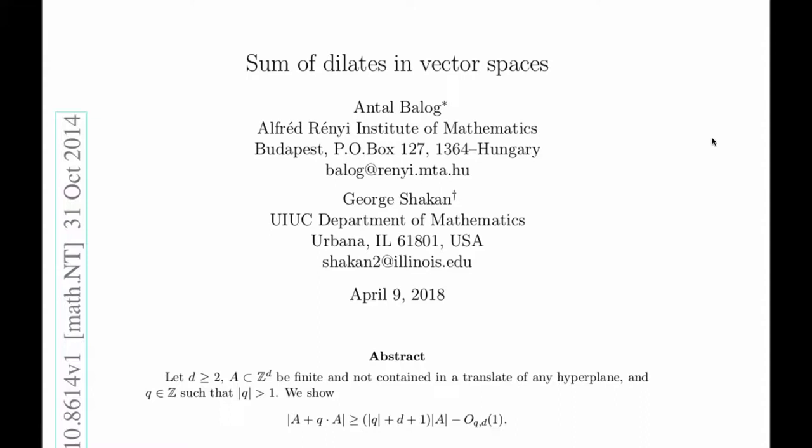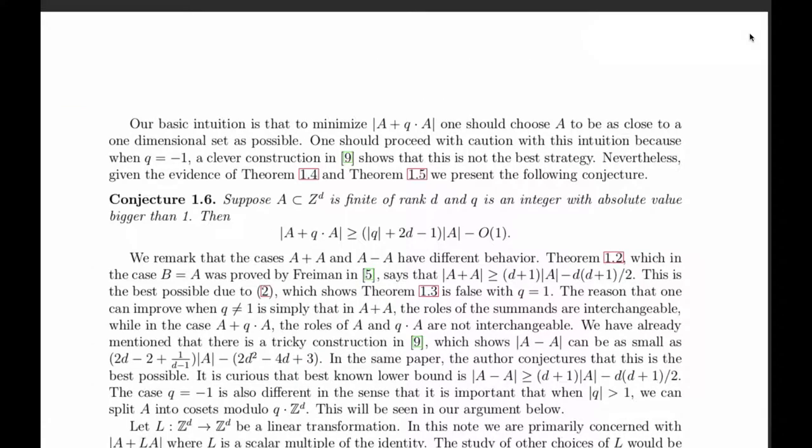It would definitely be interesting to extend these results to higher dimensions. What you run into is some higher dimensional geometry that we weren't able to tackle at the time. So the question I had in mind was conjecture 1.6. Here I assume A is a d-dimensional set, that's a subset of Z to the d, and it's not contained in any hyperplane. So we conjecture in this case that A plus qA is at least, and we give a lower bound of q plus 2d minus 1 times the size of A, minus an error term.